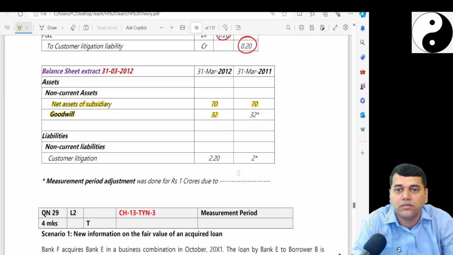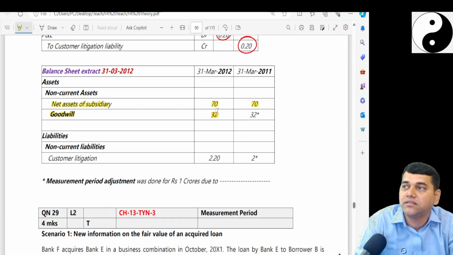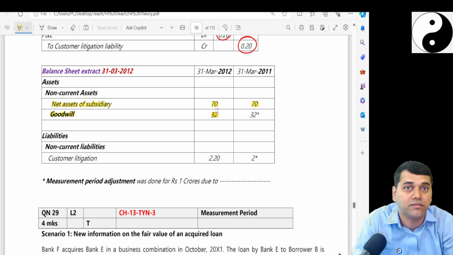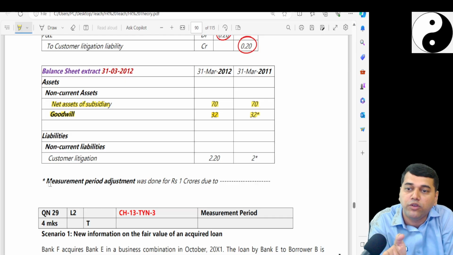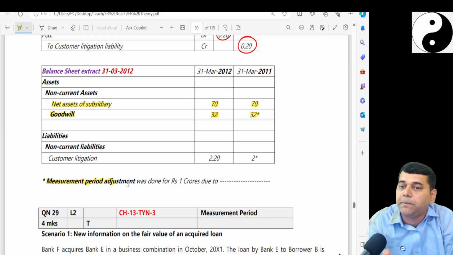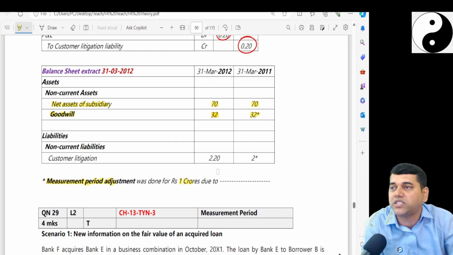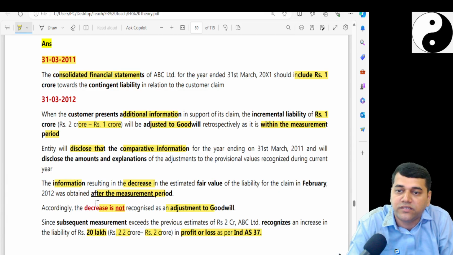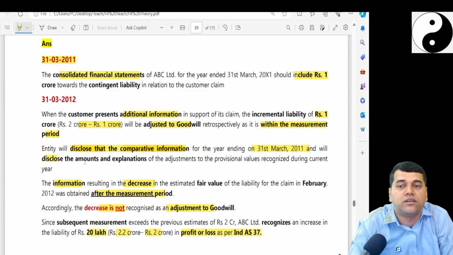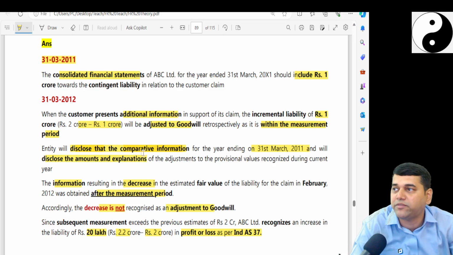Understood? What is your last year? 31. But since you gave a retrospective, your comparative also you are going to change, and you will give one disclosure: measurement period adjustment of 1 crore was done. This is what they say in the answer. So information resulting in the decrease shall be disclosed. For the comparative information, you have to give the disclosure along with the explanation.